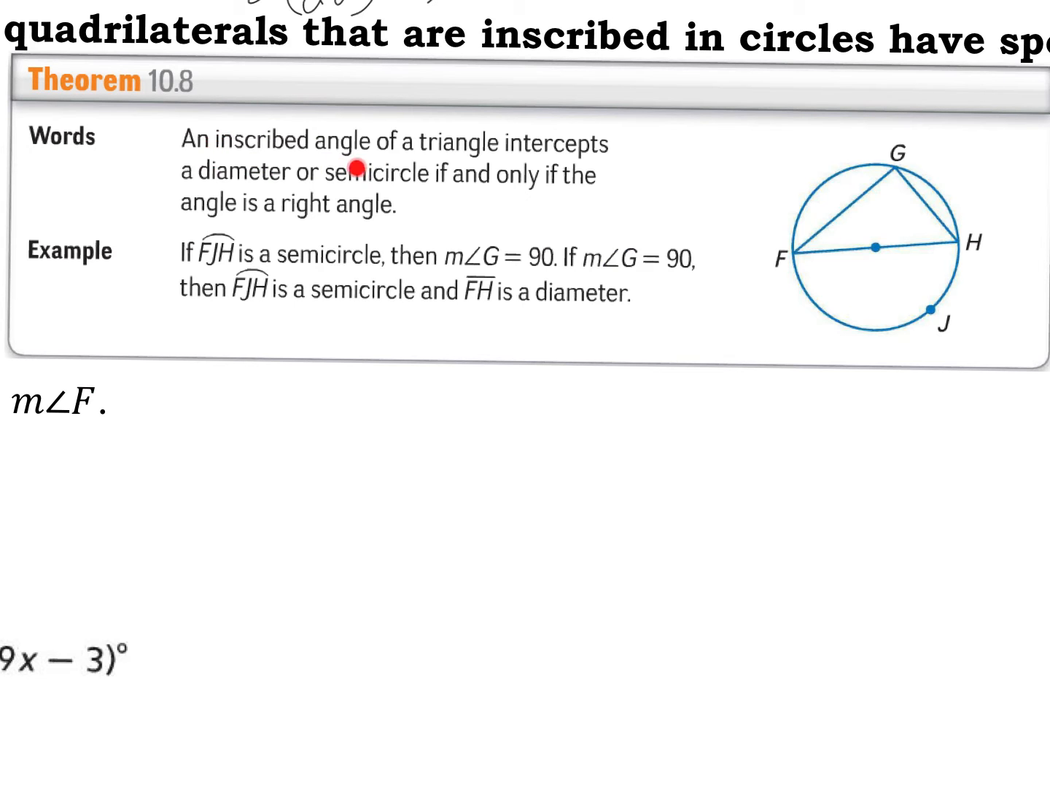An inscribed angle of a triangle intercepts a diameter or a semicircle if and only if the angle is a right angle. So if arc FJH is a semicircle, then the measure of angle G, the angle that is opposite of it, is going to be 90. And if the measure of angle G is 90, then arc FJH is a semicircle and FH is a diameter.